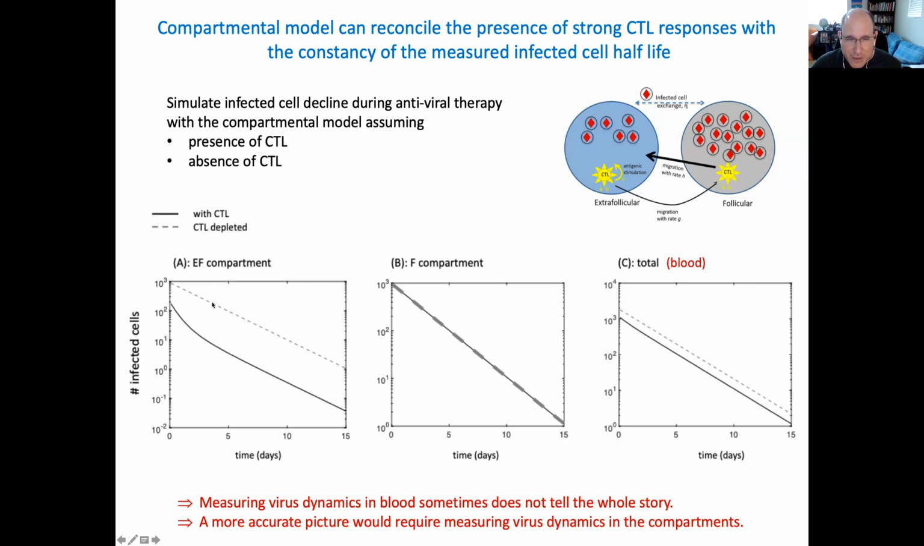It's just that because CTL are so strong here, virus load is low, and therefore any differences that you would see in the EF compartment are masked by this bigger amount of virus in the follicular compartments where the CTL don't enter. So we think that if you do take into account the spatial structure of the lymphoid tissue and the compartmental processes that go on there, then you can explain why you don't see a difference in the decline rate during treatment in the presence or absence of CTL. And so we think that's an important point to make.